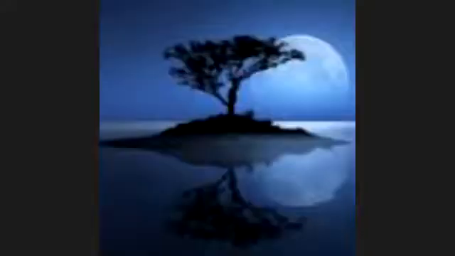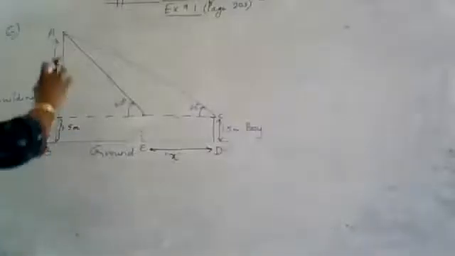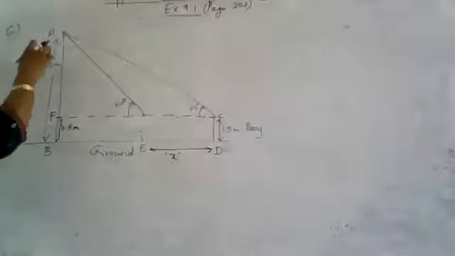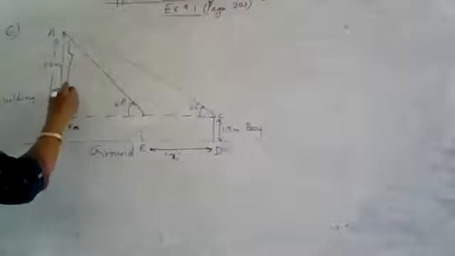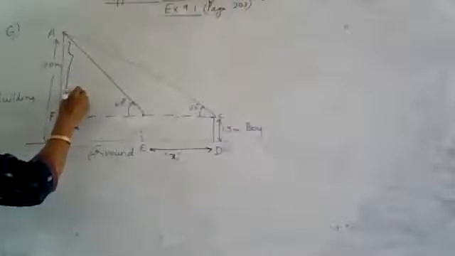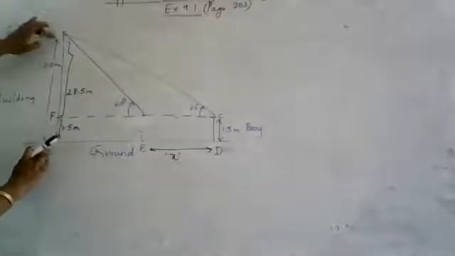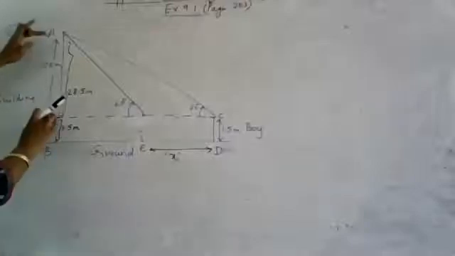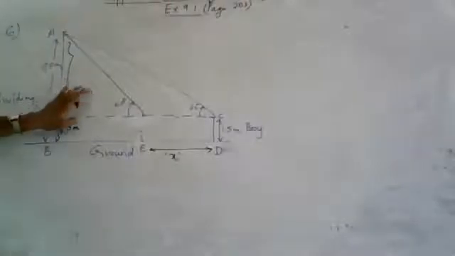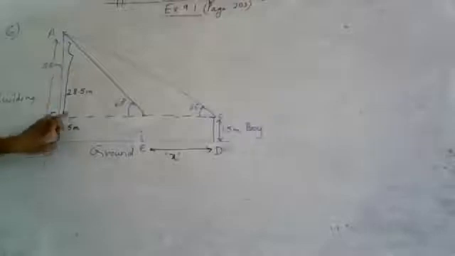Alright. Now if I know FB is 1.5, can I find out AF? 28.5 meters, AF. Yes. How can you find out AF? This total length is 30. From that, if you remove 1.5, this AF will be 28.5. Did you understand? This is totally 30. From the 30, if you remove 1.5, this AF will be 28.5, because 30 minus 1.5 is 28.5.